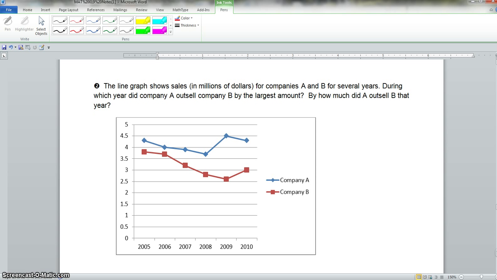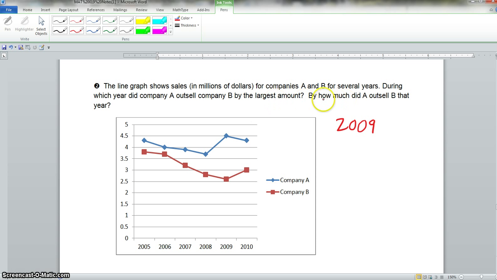Now we come here to number 2. The line graph shows sales in millions of dollars for companies A and B for several years. During which year did company A outsell company B by the largest amount? By how much did A outsell B that year? If you look here, the highest point of company A and the lowest point of company B happen to be in 2009. So 2009 answers the first question. So one of your answers would be 2009.